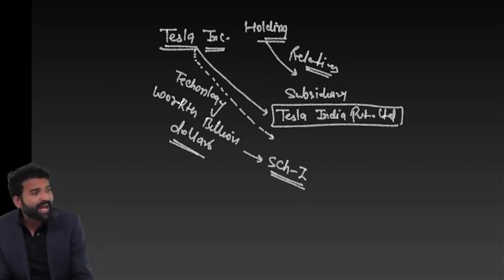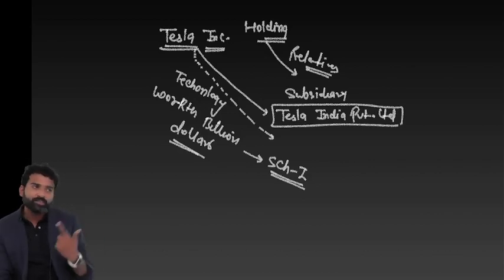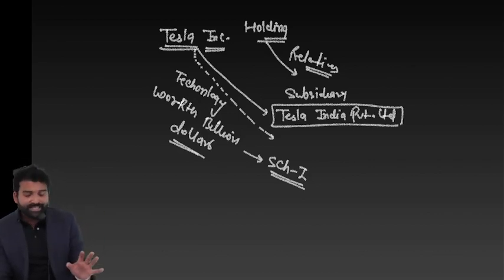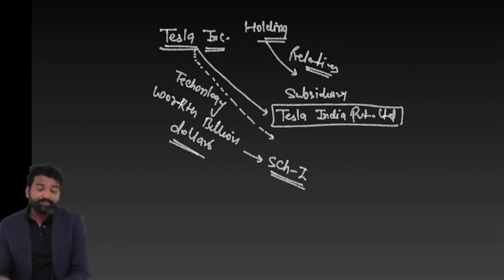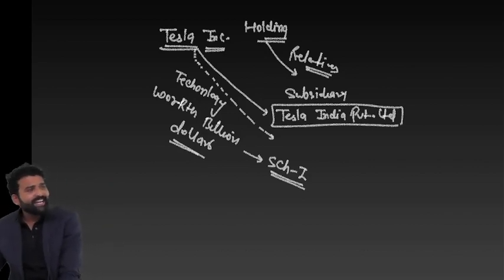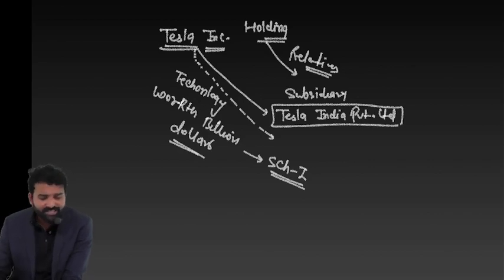It will be a supply because it is import of service without consideration from a relative for business in India. So if Tesla holding is sending any technical services or any kind of services to Tesla India, its subsidiary in India, it will be covered in Schedule 1 and it will be taxed as a supply without consideration. That is regarding Schedule 1.